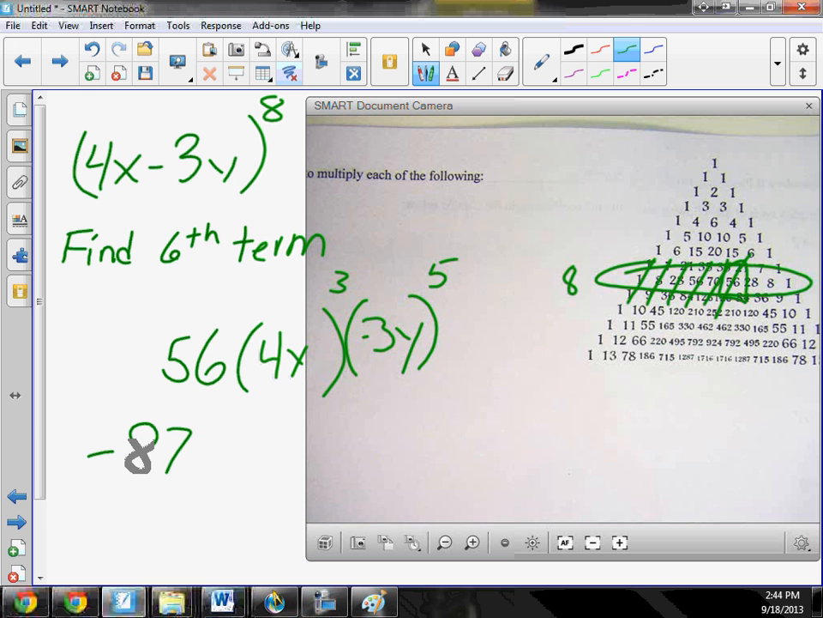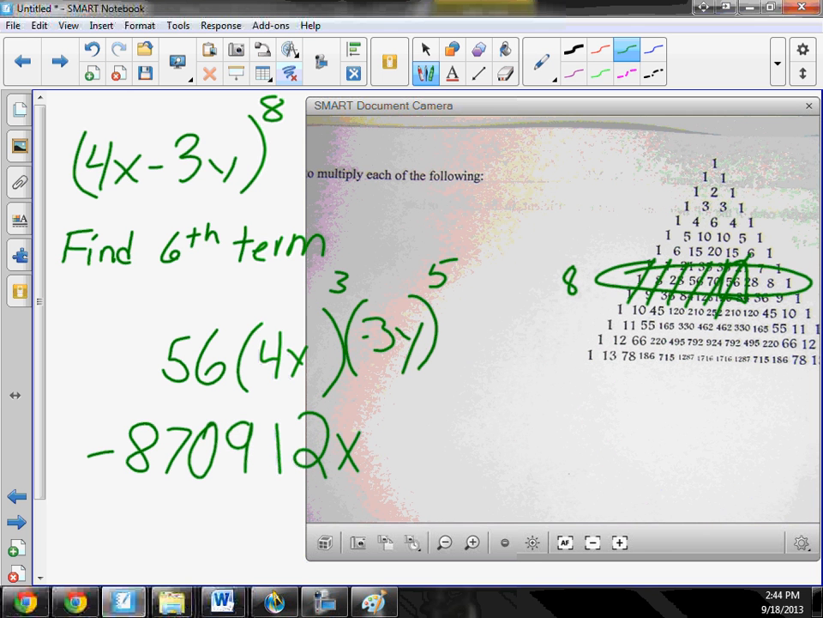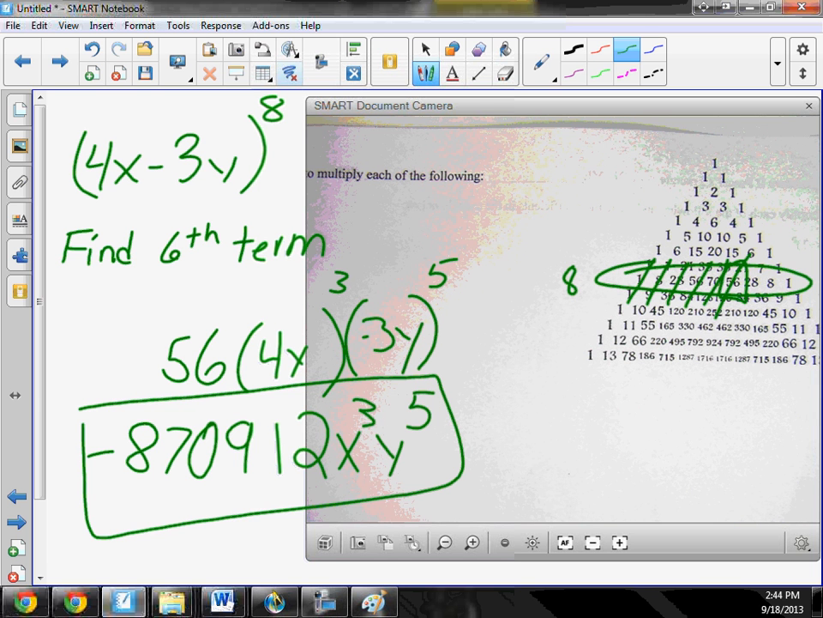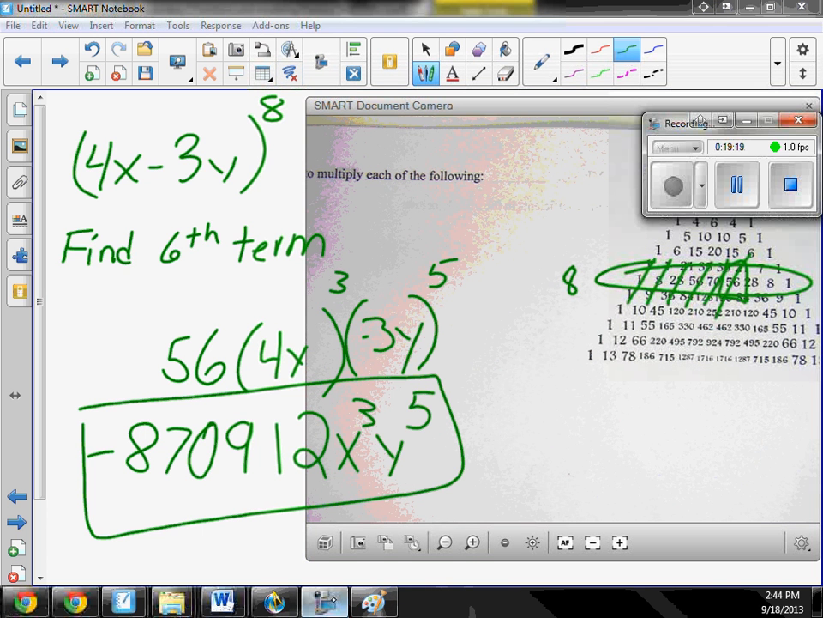8, 7, 9, 1, 2. How many x's? To the 3rd, how many y's? To the 5th. So this is term number 6. Okay? All right. This worksheet is due tomorrow.